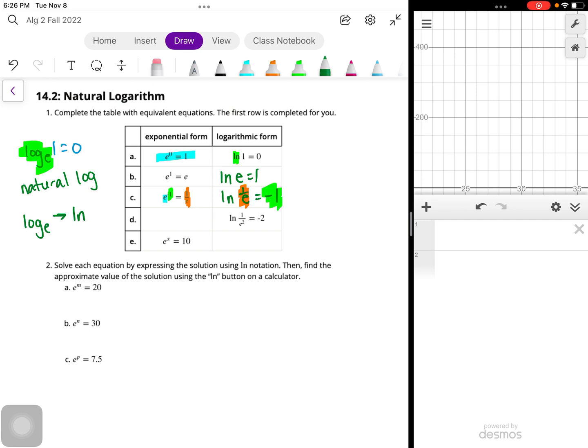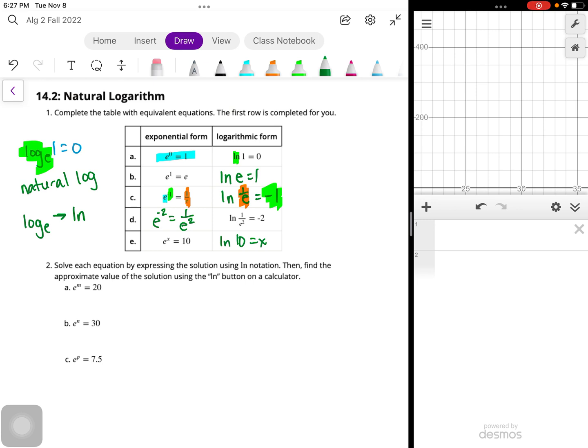Okay? All right, so if the natural log of 1 over e squared is equal to negative 2, that means e to the negative 2 is equal to 1 over e squared. e to the x is equal to 10. So the natural log of 10 equals x. And that's super helpful because you can plug that one into a calculator to get an approximate value.